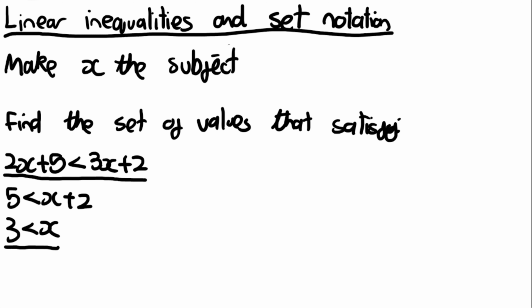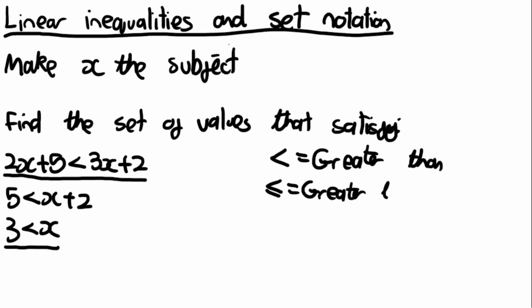Now, really quick, I just need to differentiate between two signs. This is greater than, and this, with the line underneath, is greater than or equal to. So for this example down here, x cannot be 3. It can be 3.1, it can be 3.2, but it can't be 3. If it had the line underneath, though, that would signal that x could also be 3 as the value.